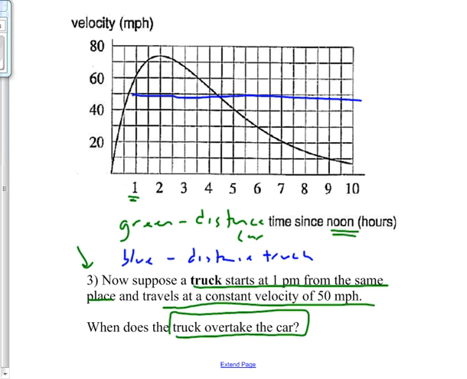And we now understand about integrals that when we're talking about a velocity time graph, the distance is the area under the curve. So the truck, this is all the distance the truck has gone, from 1 to 4.5 hours. And during that time, the car has gone more distance because the car has also gone that distance plus all this additional distance.